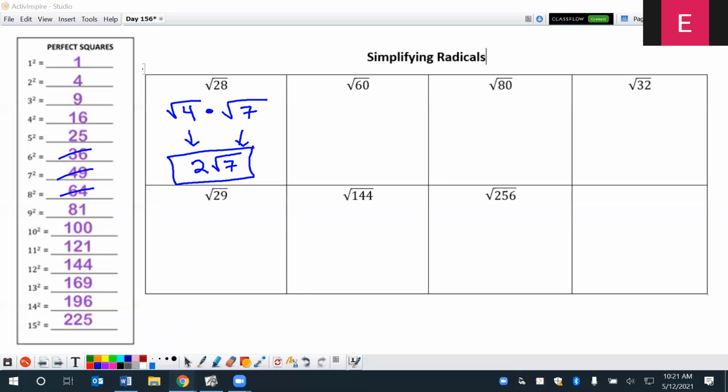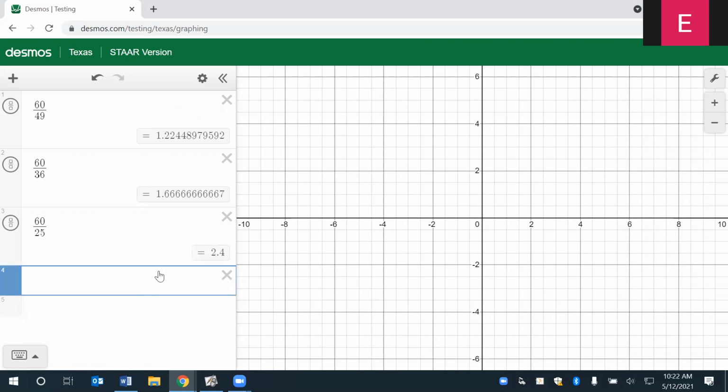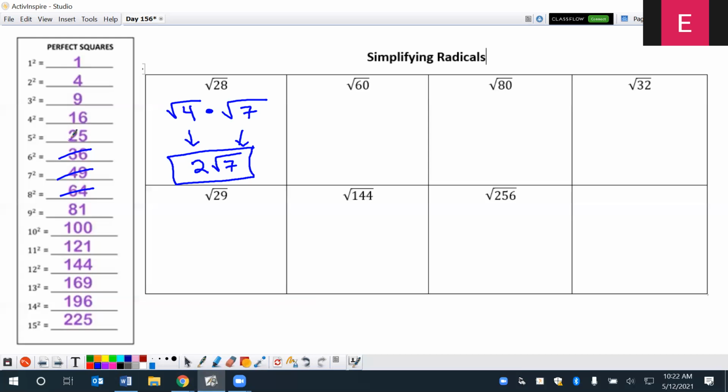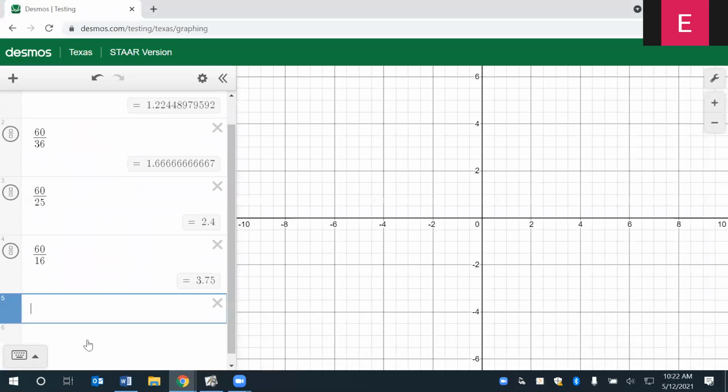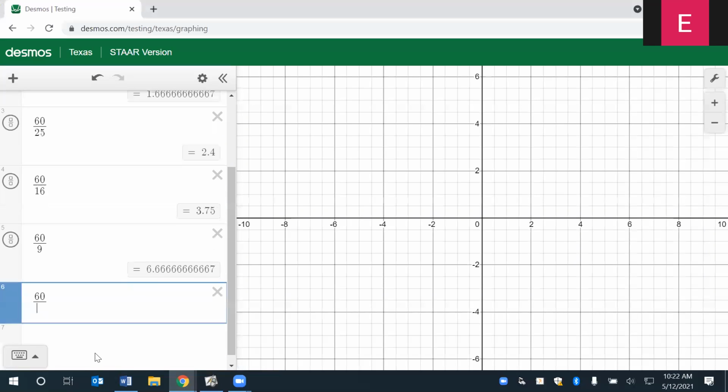You should be able to tell for some of them if they work or not. This is not going to work. 60 divided by 25. Didn't work. Next one is 16. 60 divided by 16. Decimal, doesn't work. So if you don't know your tables, this is something you have to do. 60 divided by 9, 60 divided by 4, until you find the right one. So 60 divided by 9, decimal, doesn't work. 60 divided by 4, whole number, this one works.